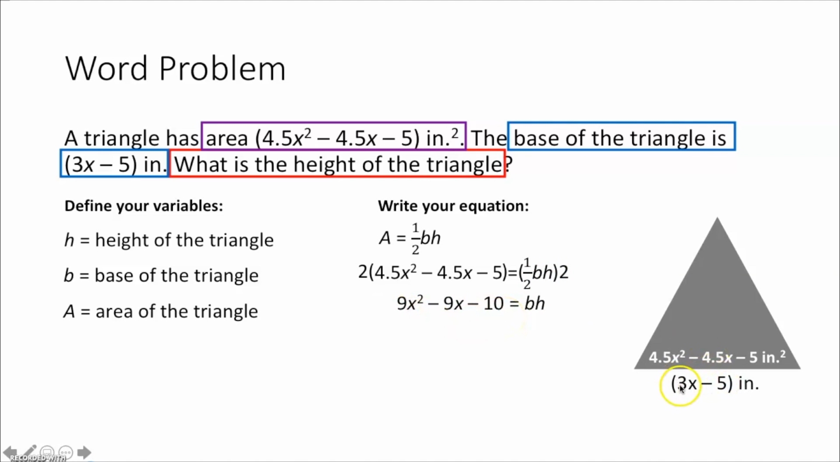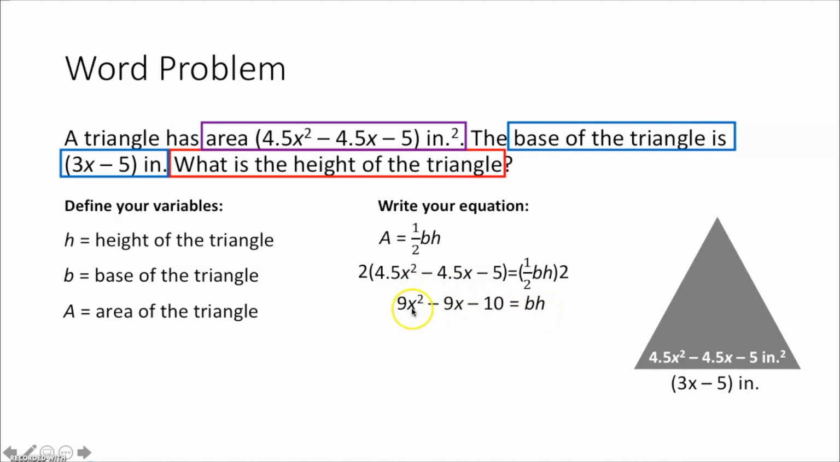I could plug in 3x minus 5 here for our base, but then I would divide both sides by 3x minus 5, and we haven't really done that yet. So what I want to do instead is I'm going to factor this. And what I should get is 2 sets of parentheses. One of the parentheses will be my base, and the other will be the height, and then I can be done with the problem. So let's do that.